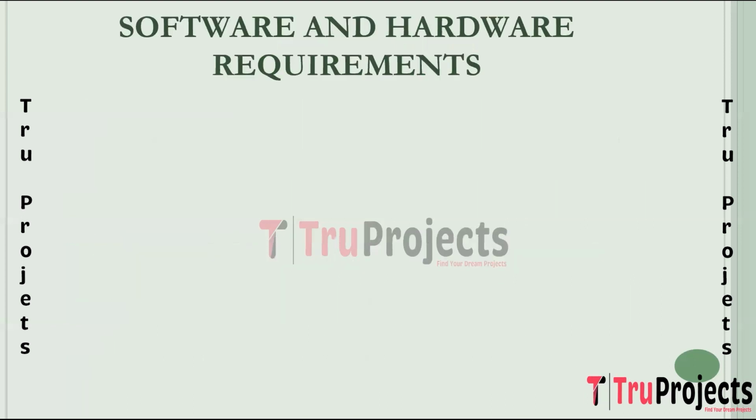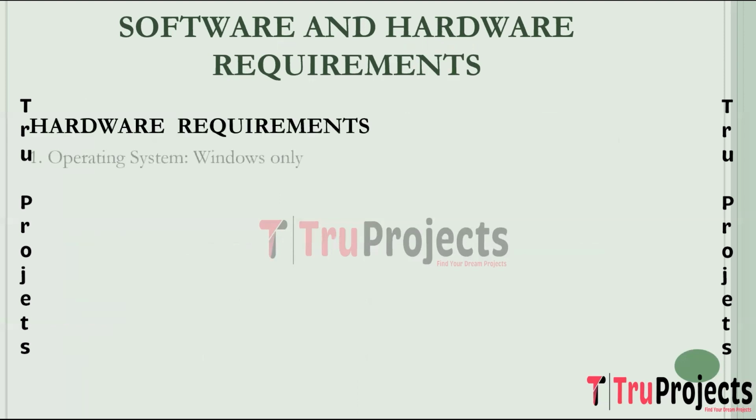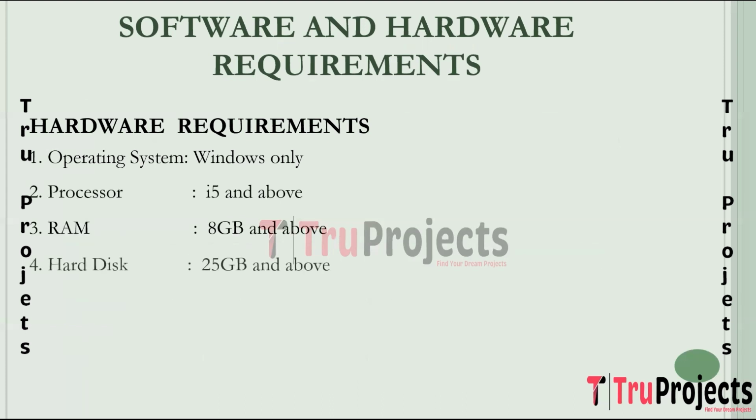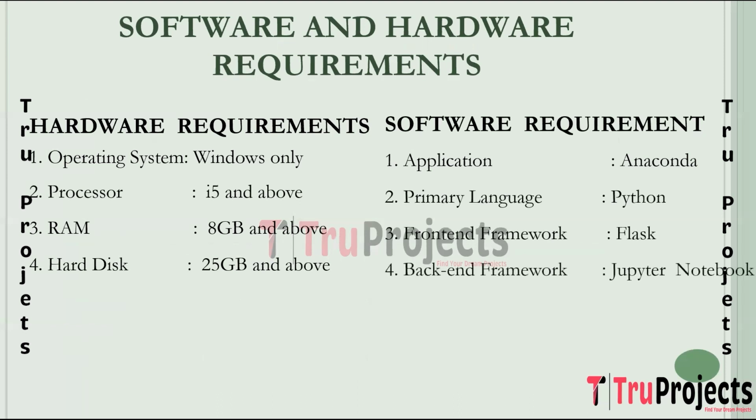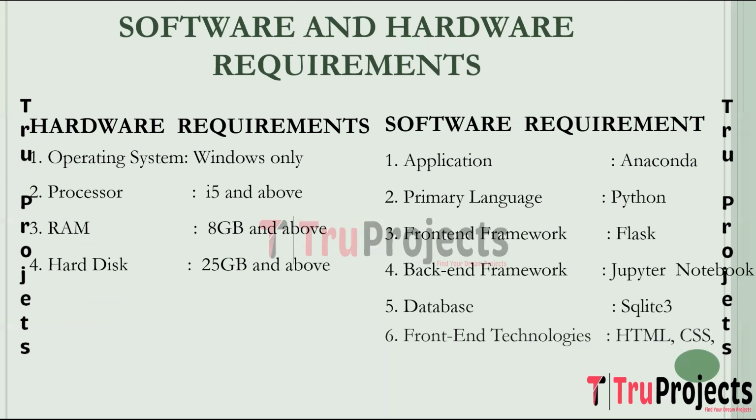To implement this project, we need software and hardware requirements. In hardware requirements, we need operating system of Windows, processor of i5 and above, RAM of 8 GB and above, and hard disk of 25 GB and above. Coming to software requirements, we need application of Anaconda, primary language of Python, front-end framework of Flask, back-end framework of Jupyter Notebook, database of SQLite 3, front-end technologies of HTML, CSS, JavaScript, and Bootstrap 4.